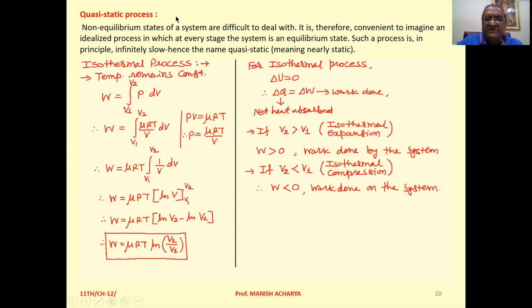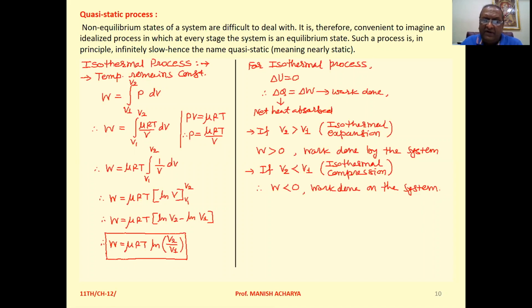Now the quasi-static process. Non-equilibrium states of a system are difficult to deal with. It is therefore convenient to imagine an idealized process in which at every stage the system is in an equilibrium state. Such a process is, in principle, infinitely slow, hence the name quasi-static, meaning nearly static one. Okay, or steady one we can say. So in each and every state we can say it is in equilibrium. So that type of process in which this happens is called quasi-static process.